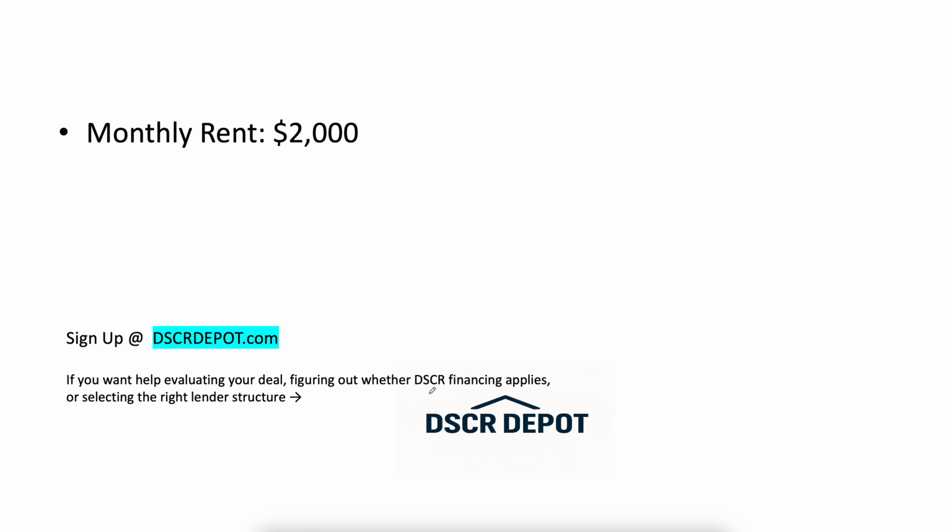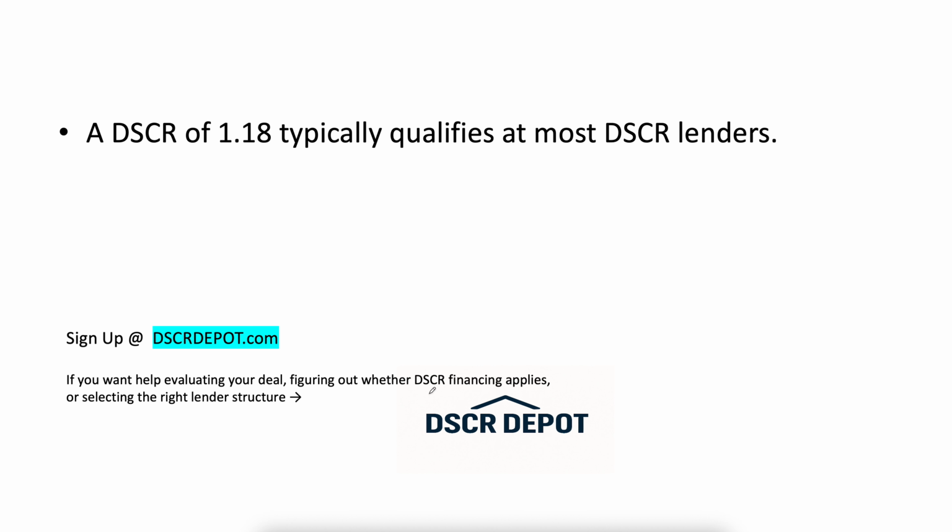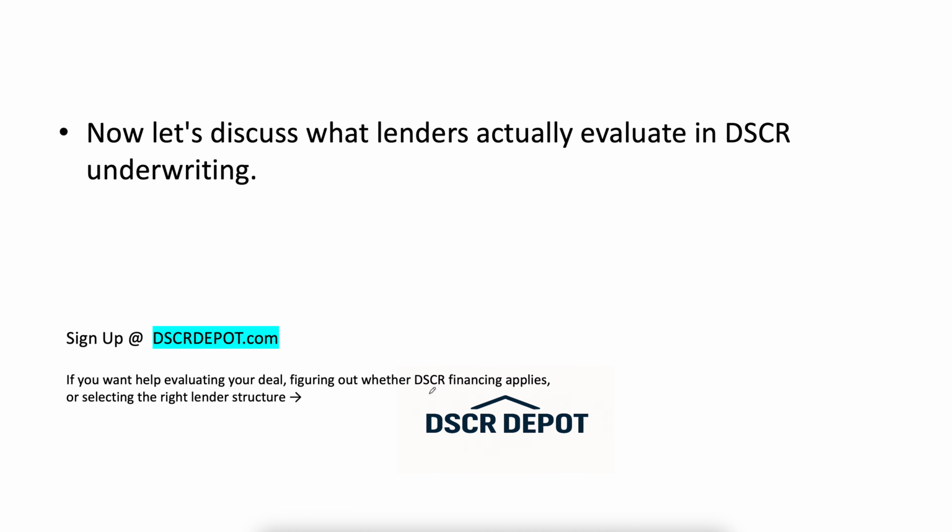So here's an example. You have a monthly rent of $2,000 on the property you're looking at, and you have a PITIA of $1,700. So 2,000 divided by 1,700 is 1.18. That's your DSCR ratio. And a DSCR of 1.18 typically qualifies at most DSCR lenders.